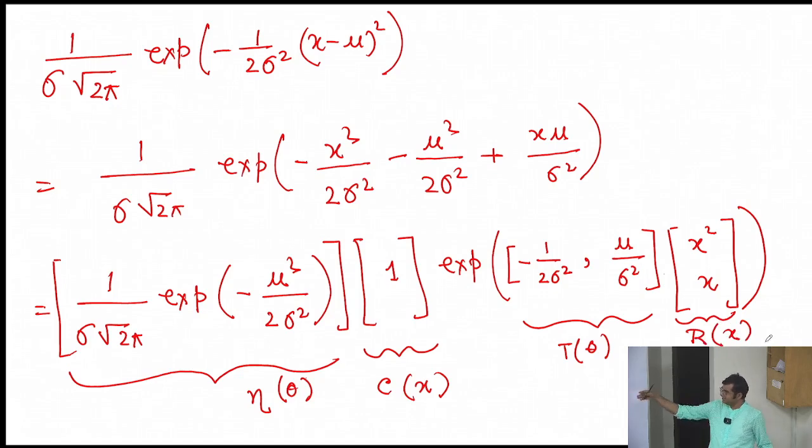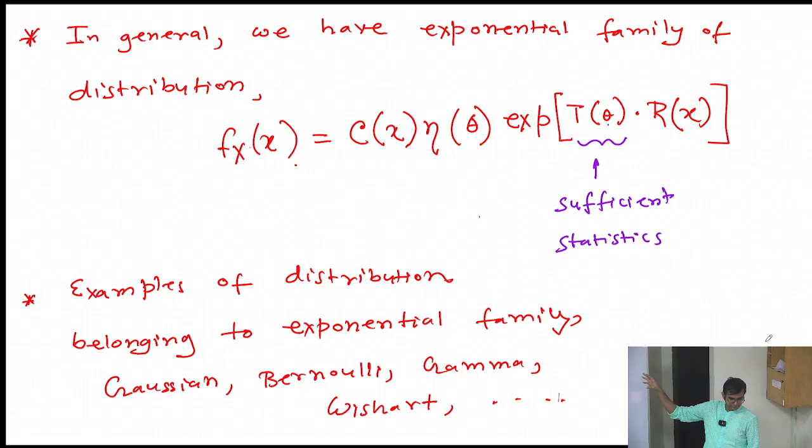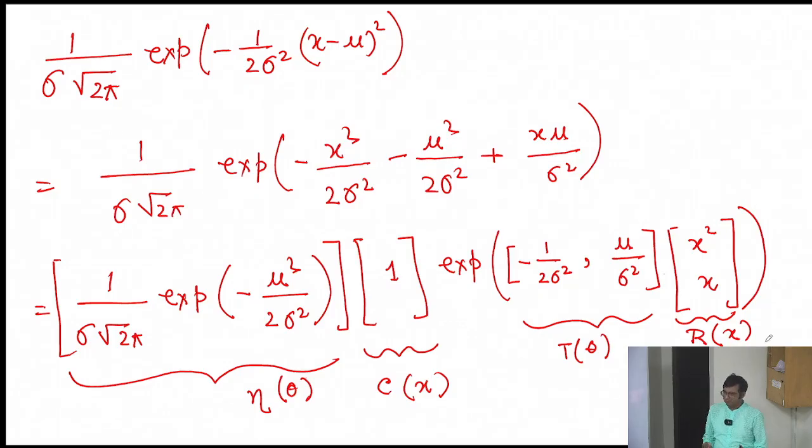You can try with the others. I'm not doing those, but if you can write some distribution into this form, that's in the exponential family. As simple as that. If you can rearrange and write a distribution into this form, that's in the exponential family. Okay, and it is very popular because there are certain things you can prove about exponential family, and many of the known distributions fall under this family. Okay, so that is the reason it is very popular.